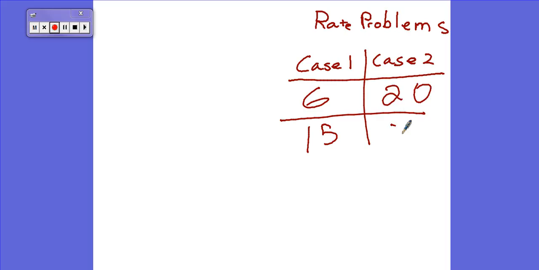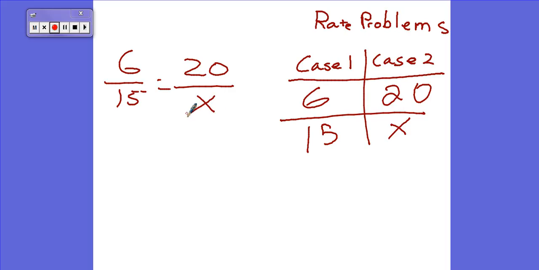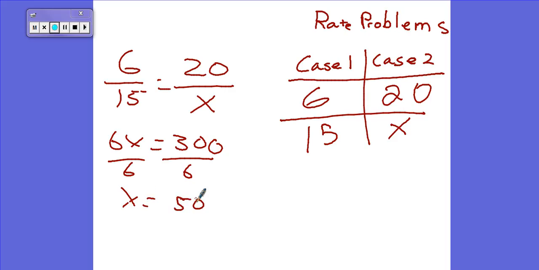Well, now it's 20. I don't know how much 20 books would weigh, but I can figure it out with this information. I can set up a proportion. So that's 6 over 15 equals 20 over x. When I do that, I get 6x equals 300, because 20 times 15 is 300. Then I divide by 6 on both sides. X equals 50. So 20 books are going to weigh 50 pounds using that information.